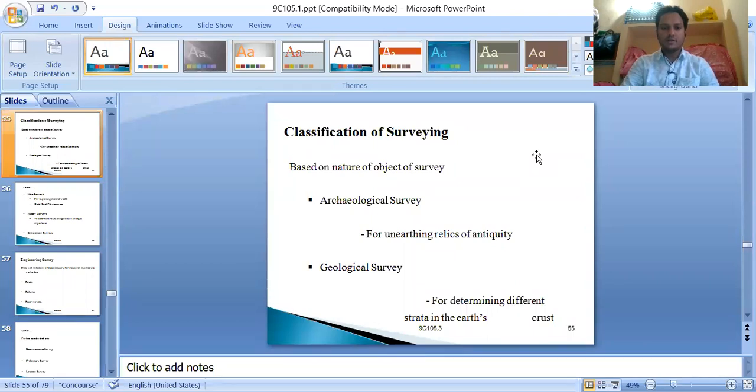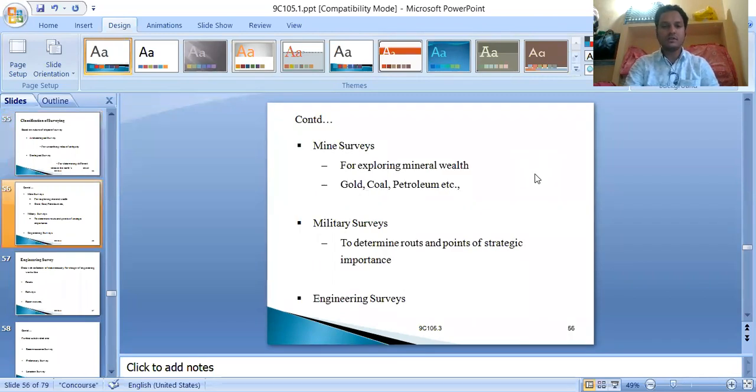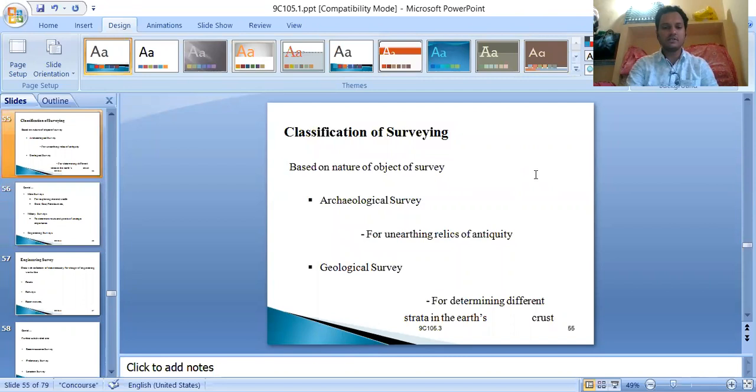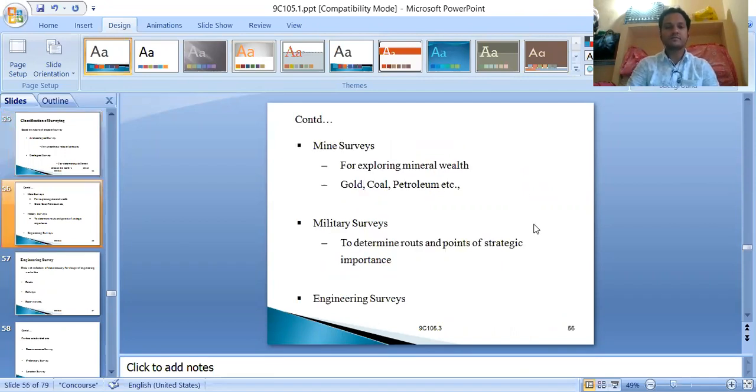Based on the nature of the object of survey, surveying is further divided into archaeological survey and geological survey. In archaeological survey, the purpose is to find the unearthing relics of antiquity. In geological survey, the purpose is to determine different strata in the earth's crust. Mine survey: the objective of mine surveying is to explore mineral wealth like gold, coal, petroleum, etc.